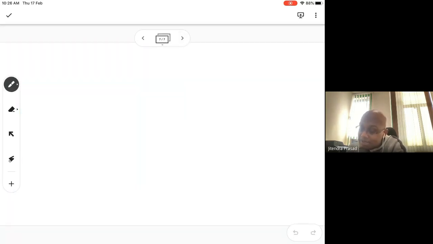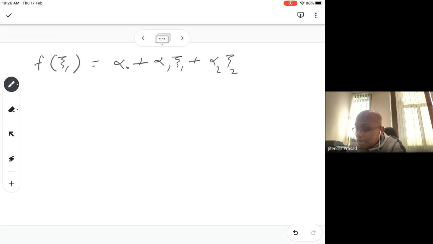That means f(xi1) will be equal to alpha naught plus alpha 1 xi1 plus alpha 2 xi1 square plus alpha 3 and so on, plus alpha p xi1 to the power p, right?